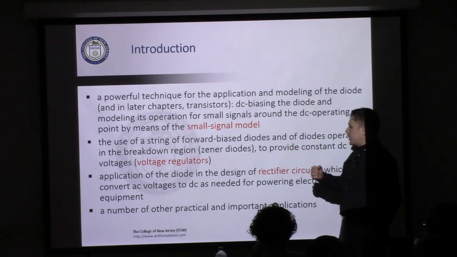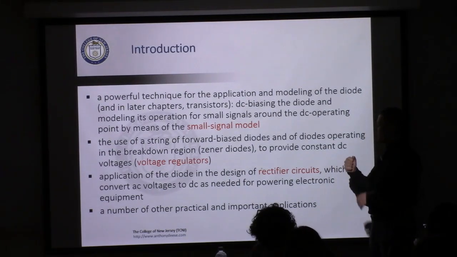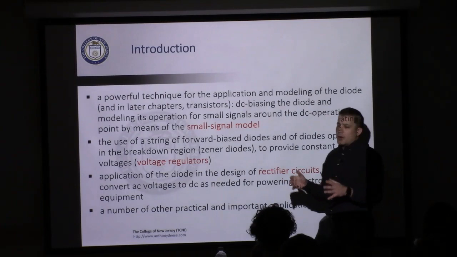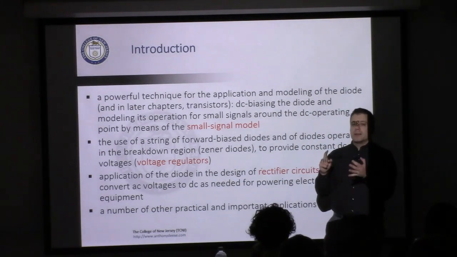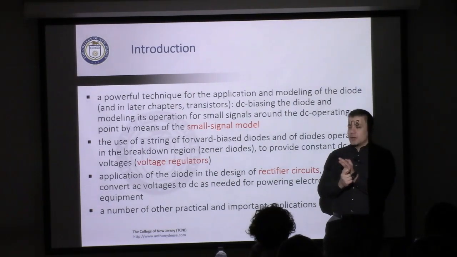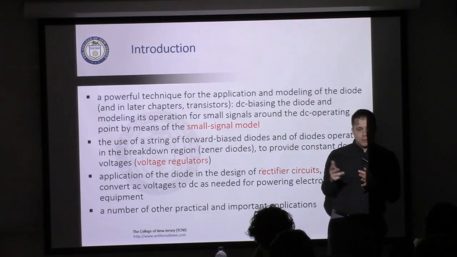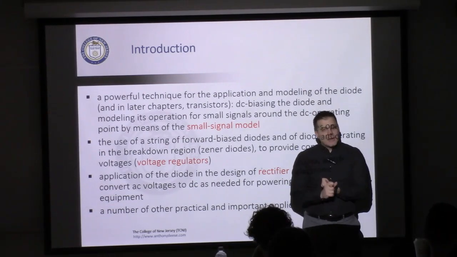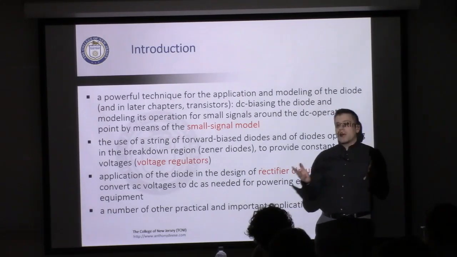We're going to talk about the application of the diode in the design of rectifier circuits to convert AC voltages to DC as needed for powering electronic equipment. And then we're going to talk about a whole bunch of different applications. So to make a long story short, we'll sort of reintroduce the diode. We're going to talk about several different models that we can use to analyze the diode: ideal model, constant voltage drop, small signal, exponential. Then we're going to talk about a whole bunch of different applications. There are Boolean gates that we can create using the diode, the rectifier, voltage regulator, all kinds of different stuff.